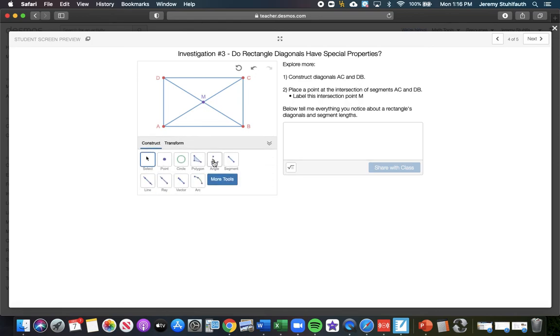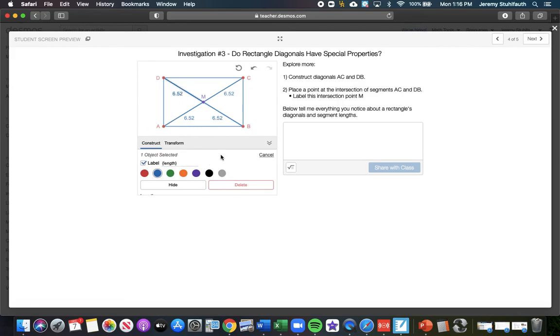So we want to take a look at our diagonals here. What do we notice? Some things that we've noticed in the past are that some diagonals bisect each other, some diagonals are perpendicular to each other, and some diagonals are congruent to each other. So let's take a look at what we find when we measure these diagonals. We have the diagonal AC that's broken up into AM and MC. We have the diagonal DB that is broken up into DM and MB.